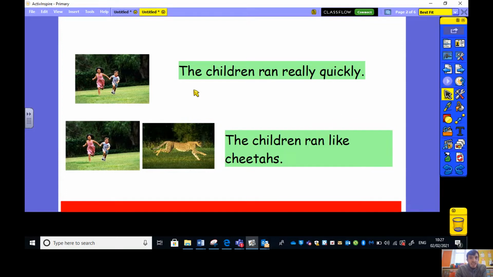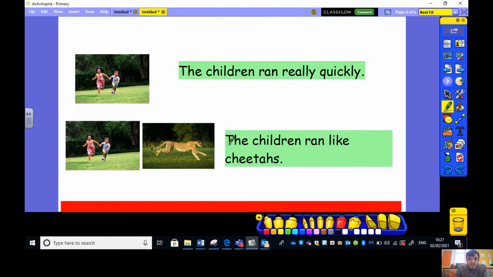And you can see here, rather than just saying the children were really quick, I said the children ran like cheetahs. And why is that good? Because we know cheetahs are fast. I haven't said the children ran quickly like cheetahs. I just said the children ran like cheetahs because we know cheetahs are the quickest mammal. Okay, so we've used a simile there. We've compared the children to cheetahs using the word like.